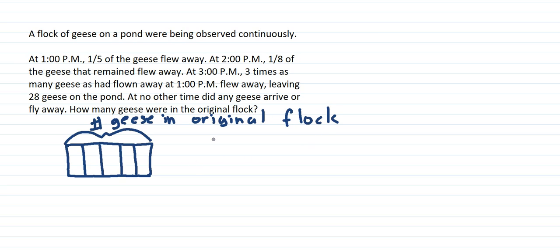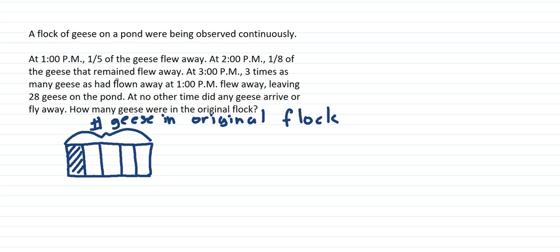Now let's just read the problem slowly and interpret what it's saying. At 1 p.m., 1/5 of the geese flew away. So I have 5 blocks. I am going to shade out one region, okay? Like this. And why did I choose 5 blocks? Because the first statement said 1/5 of the geese flew away. So that's a good clue that makes me realize I should have 5 blocks, okay?